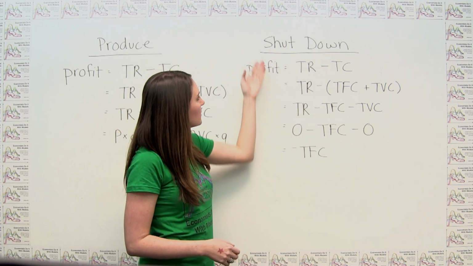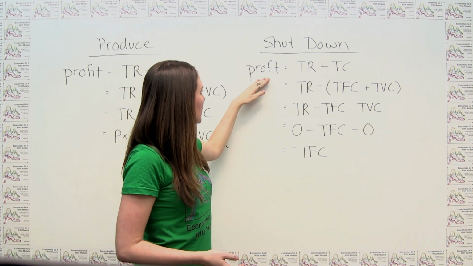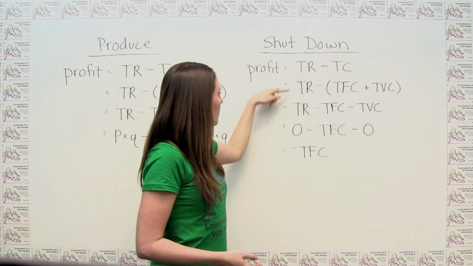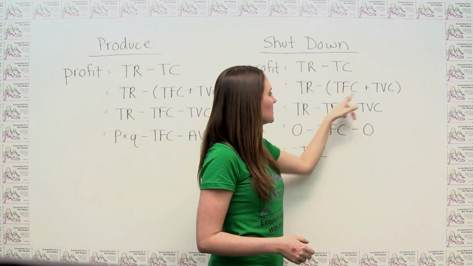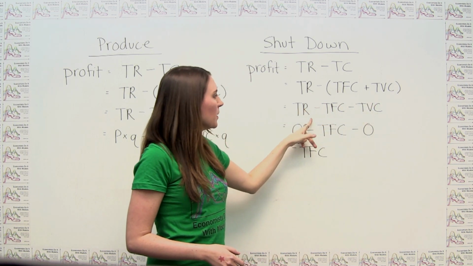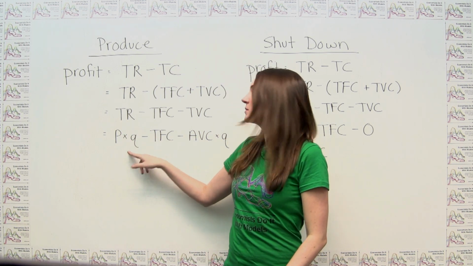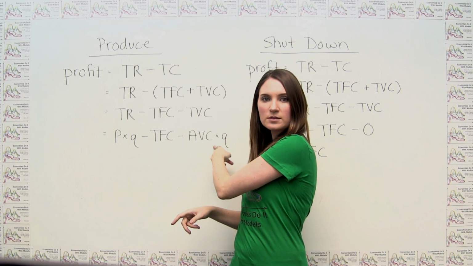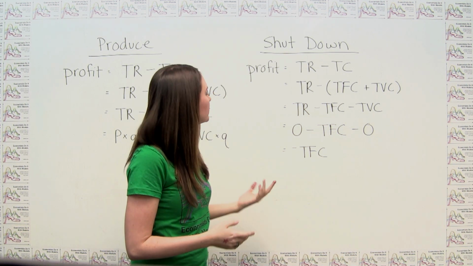On the other hand, if we were to shut down and produce a quantity of zero, again, we can say that profit is equal to total revenue minus total cost. And for a while, everything looks pretty much the same. We break down total cost into total fixed cost and total variable cost, distribute our negative. But then, rather than breaking down total revenue into price times quantity and total variable cost into average variable cost times quantity, we simplify in a different way because we're not producing any output.